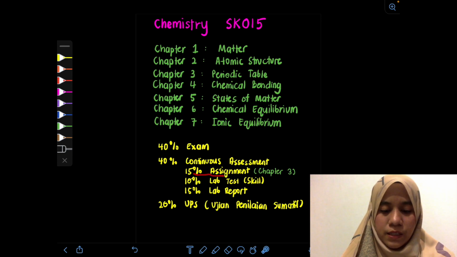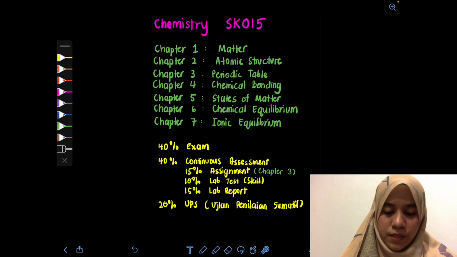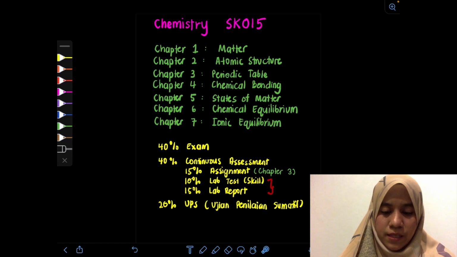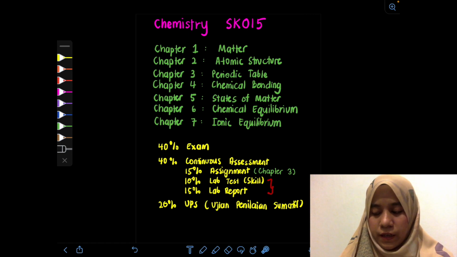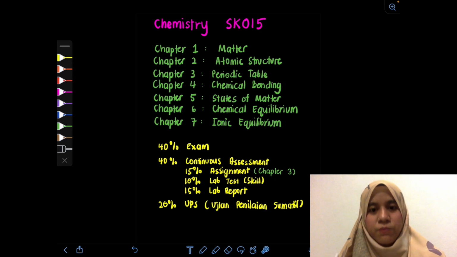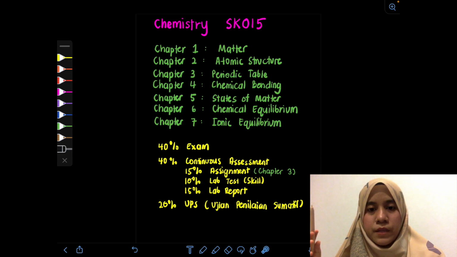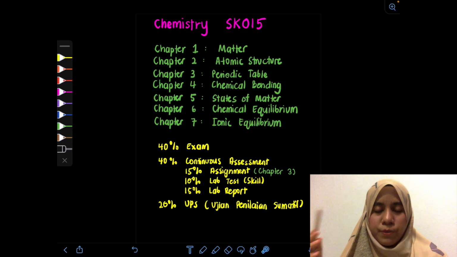15% is your assignment. The assignment is based on the periodic table chapter. Then 10% and 15% is your lab test, your skill, and your lab report. Previously, when we had face to face classes, you would do the experiment by yourself in class, and a lecturer would assess whether you could do the skill. Then after you finished the experiment, you would do the lab report.